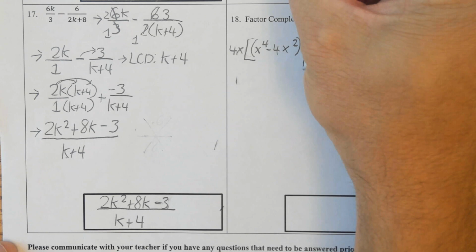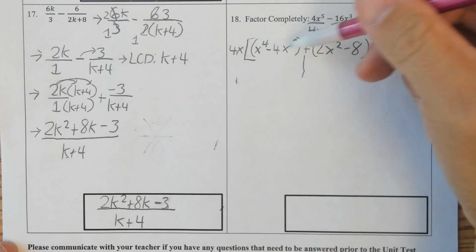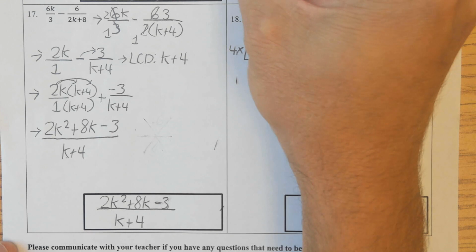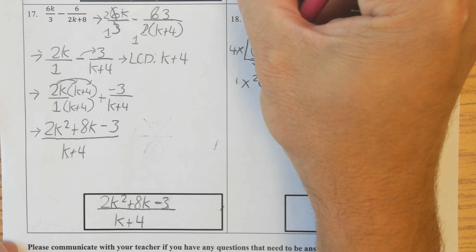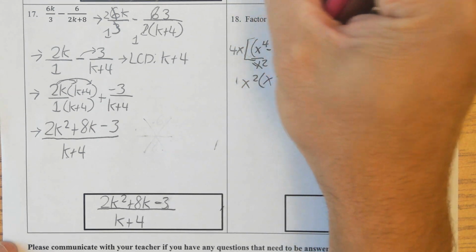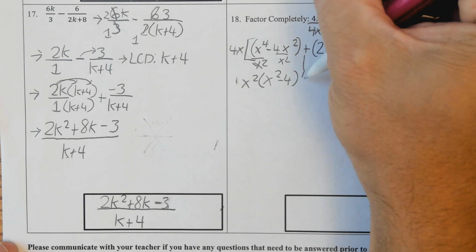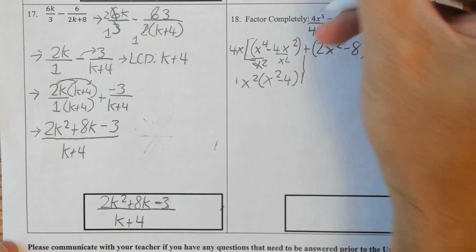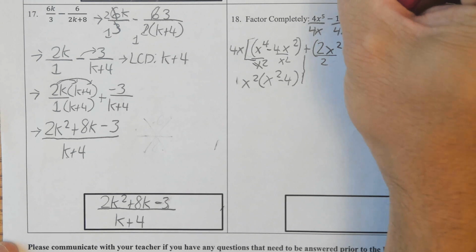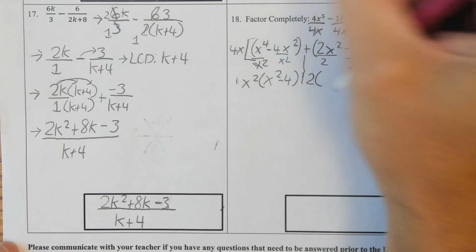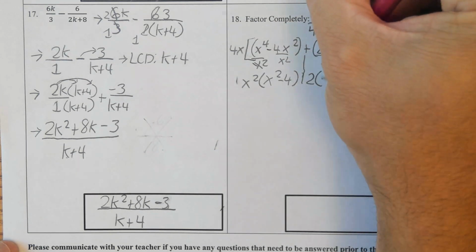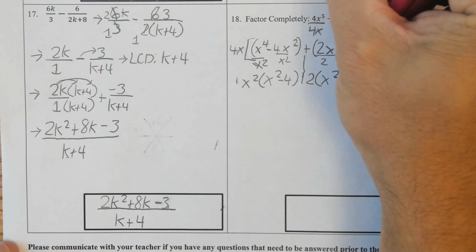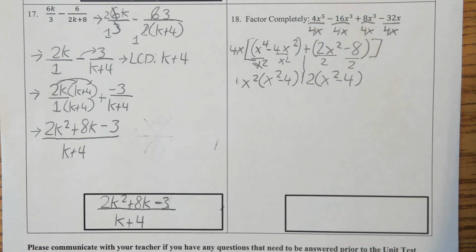And so drawing a line down the middle here, I'll bring back the 4x in a little bit. So what do these two have in common? They have an x squared. So that's going to leave me with x squared times x squared minus 4. Okay. Factor out the 2 here and the second one. What do they have in common? It just looks like a 2. And so then that's going to leave me with x squared minus 4. And so now we have something that looks like this.